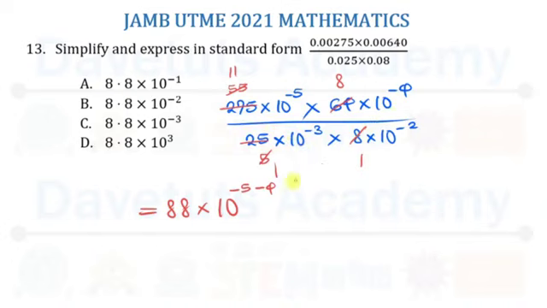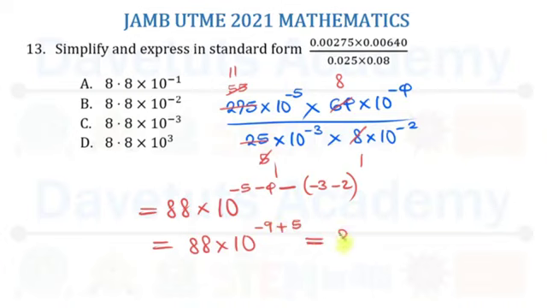Then, since this division is coming, I have minus 3 as a 10, then again minus 2. So I can just have this as 88 times 10 raised to power minus 5 minus 4 is minus 9. Minus 3 minus 2 is minus 5. But this negative sign will multiply that minus 5 to become plus. So I have plus 5. So I have this as 88 times 10 raised to power minus 4.